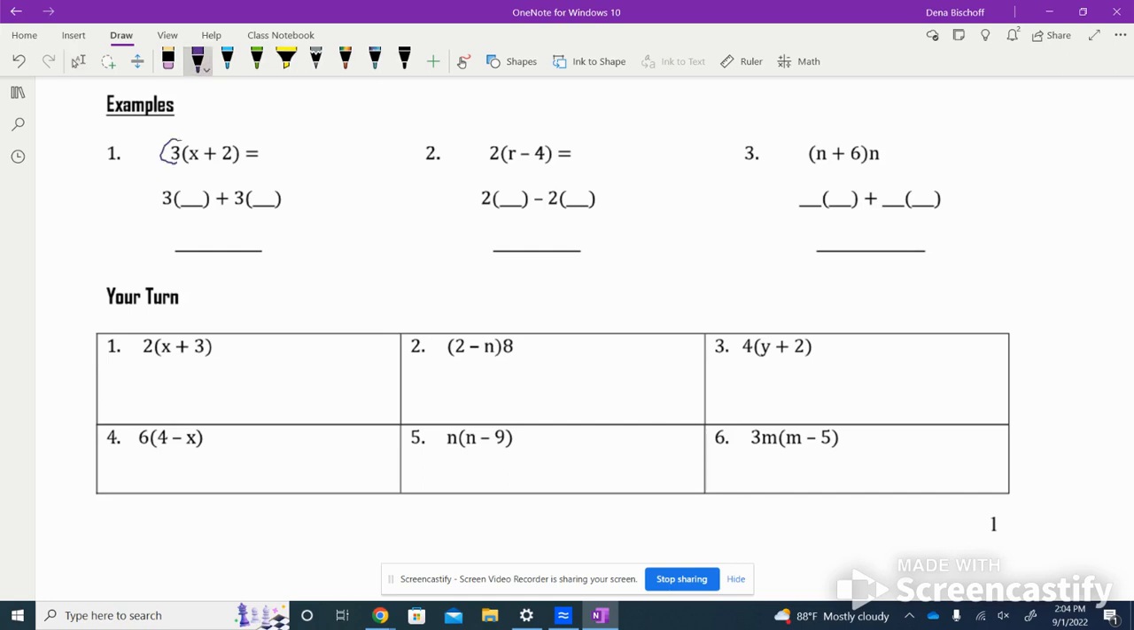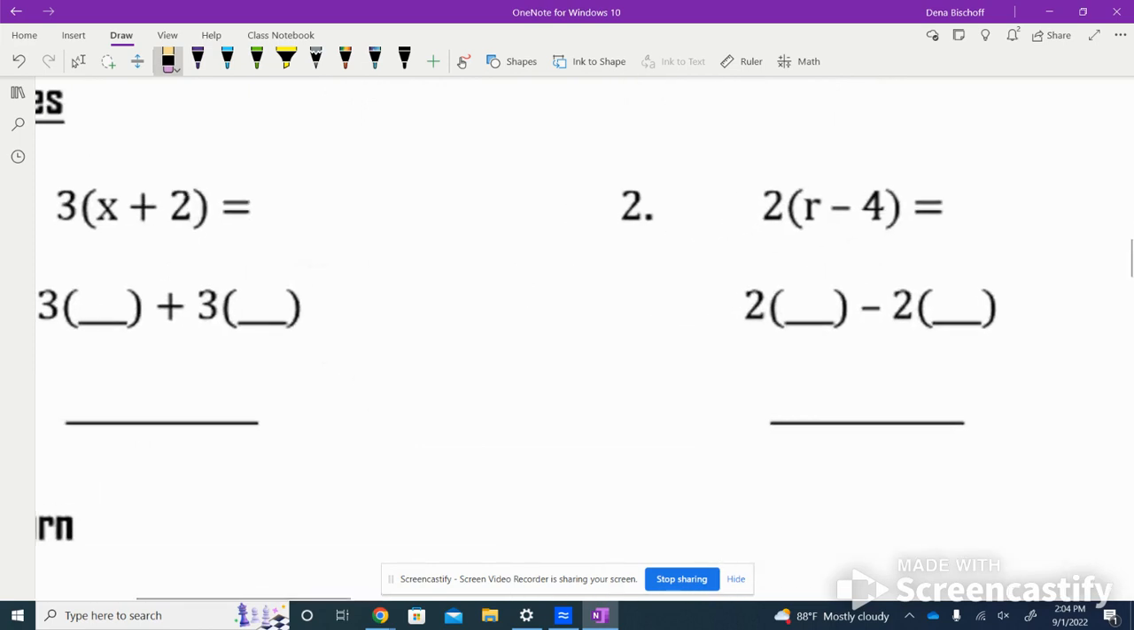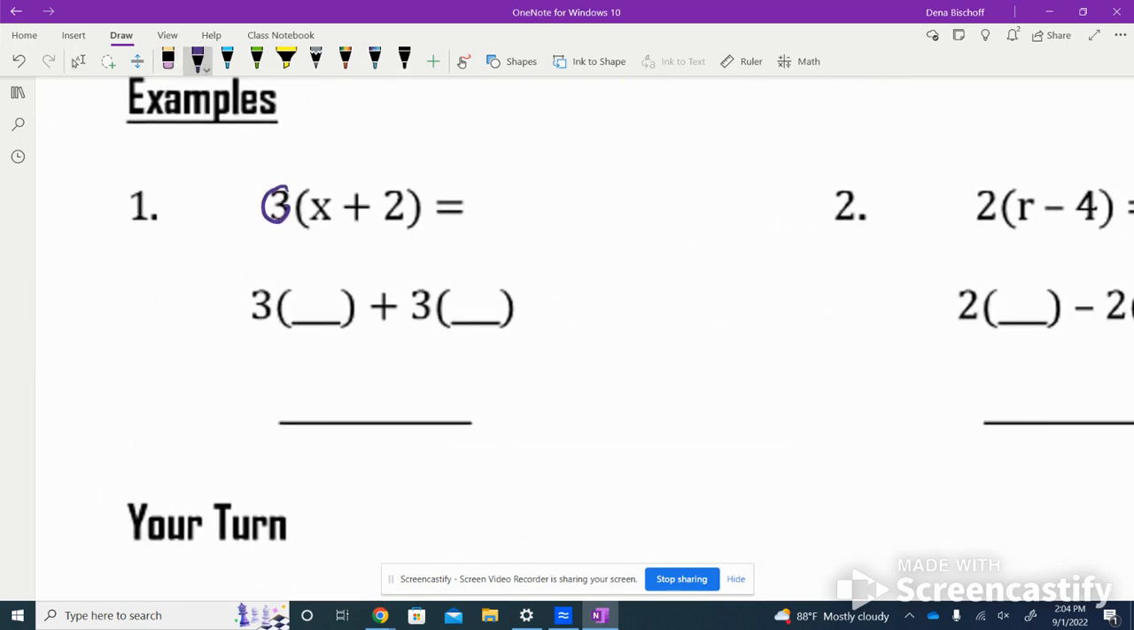We're taking the number that's on the outside, put a circle around it. Let me make it bigger. And we're going to multiply it by the 2 numbers on the inside. So I draw arrows. So I'm taking 3 times x plus 3 times what? What's the next number? 2. Okay. What is 3 times x? 3x. And what is 3 times 2? 6.